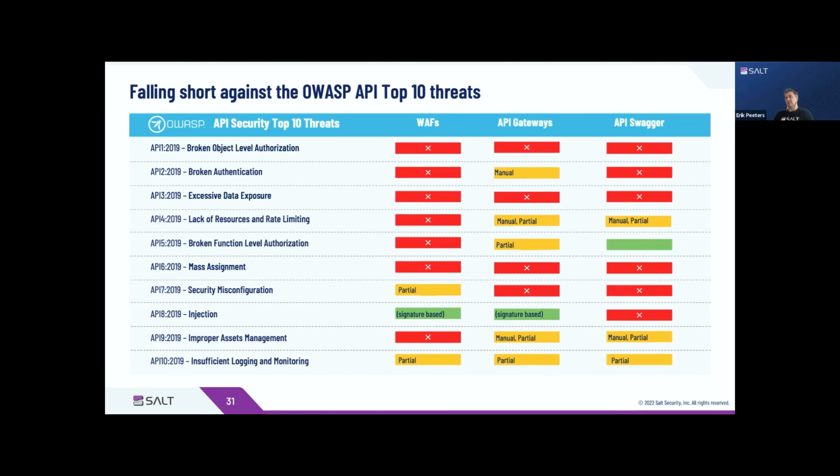So you realize that when we look at this example, for example, of the broken object level authorization, where somebody changes a user ID into another, that if you look at a signature and you look at what that API call should look like, it doesn't really help. So you need context.